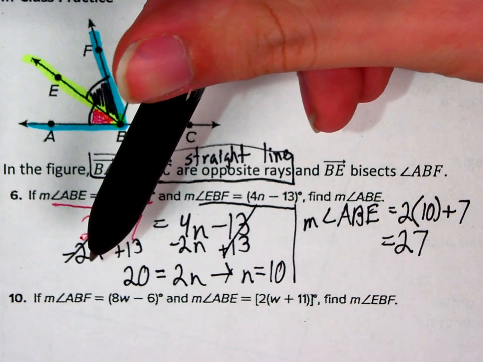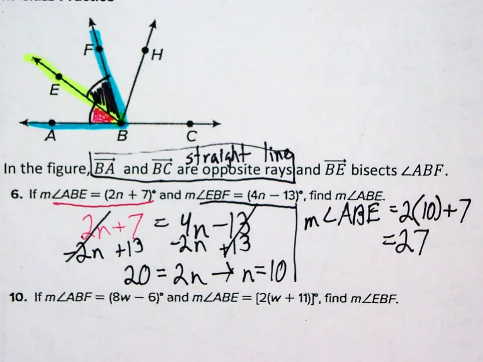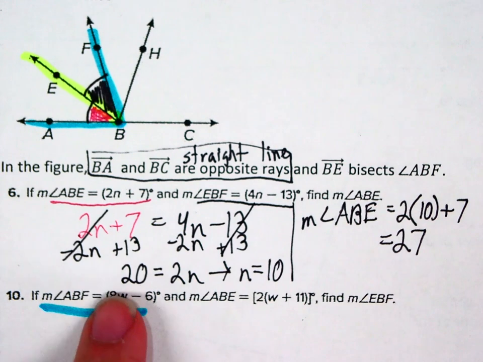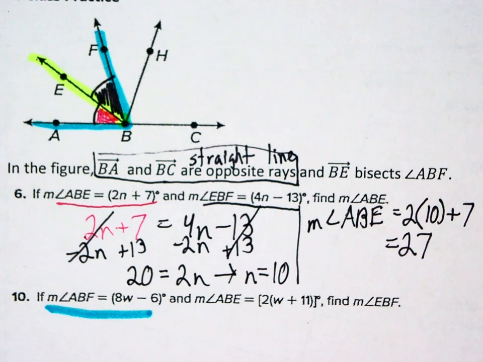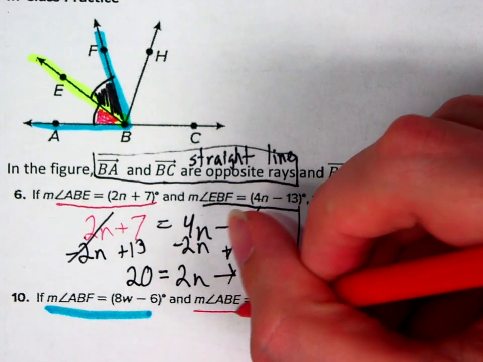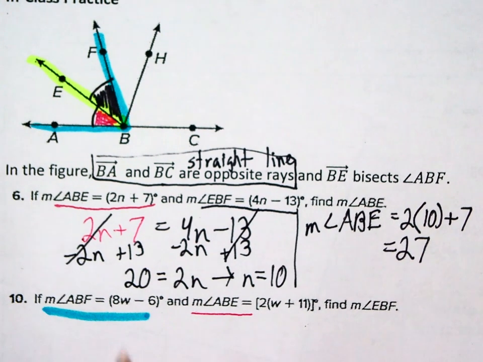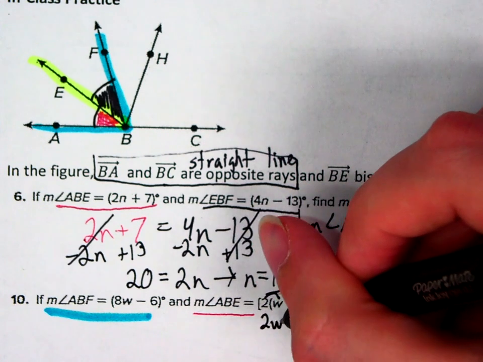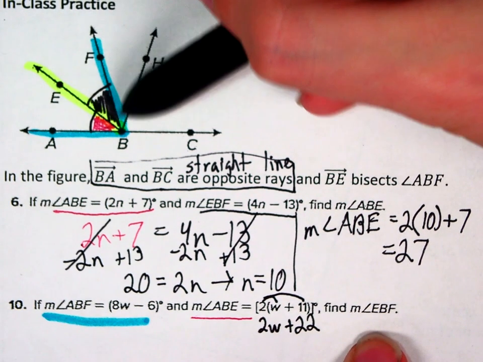Number 10 is a similar situation. We're told ABF, our blue angle, is 8W minus 6. We're told ABE, our red angle, is 2 times W plus 11. We said that was a little weird, so we went ahead and distributed it and said we had 2W plus 22. And we're being asked to find the measure of angle EBF.